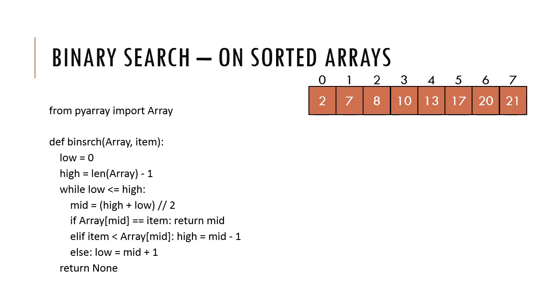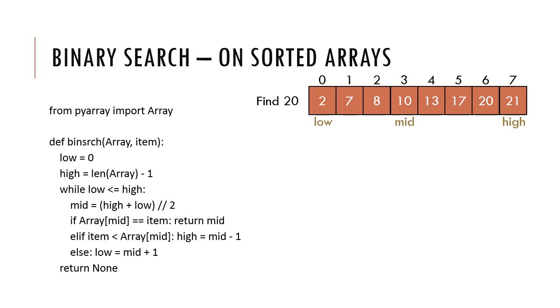Look at my array. Can you see that the array is sorted? I want to find 20. So when the function starts, it sets low and high. Low is set to 0, high is set to 7. Low is less than or equal to high, so we enter the while and we set mid. 0 plus 7 is 7 divided by 2. The answer is 3.5. Mid becomes 3.